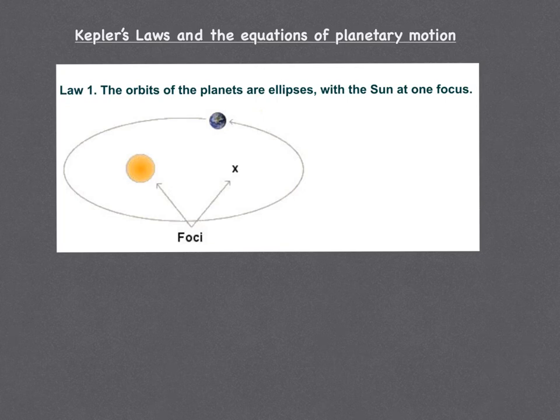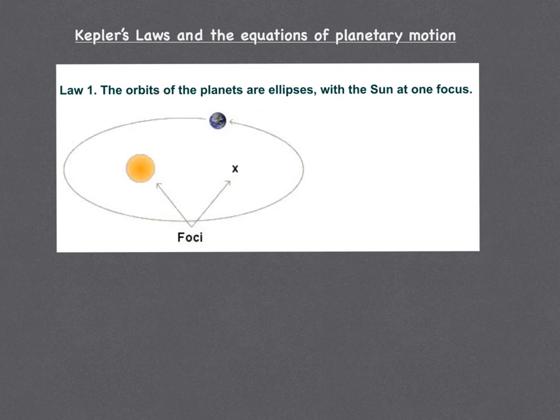Hi everyone, in this video we're going to just quickly cover Kepler's laws and then go through the equations of planetary motion. Kepler observed our solar system and determined these laws from its observation. However, they do apply to any small bodies orbiting a larger body.